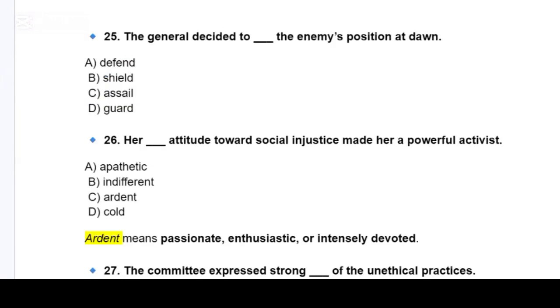The general decided to dash the enemy's position at dawn. So the general decided to dash the enemy's position. Defend? No. Shield? No. Assail? Guard? No. So assail here is correct. Assail means to attack.